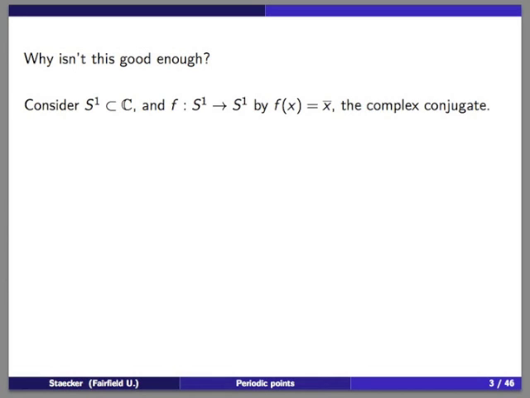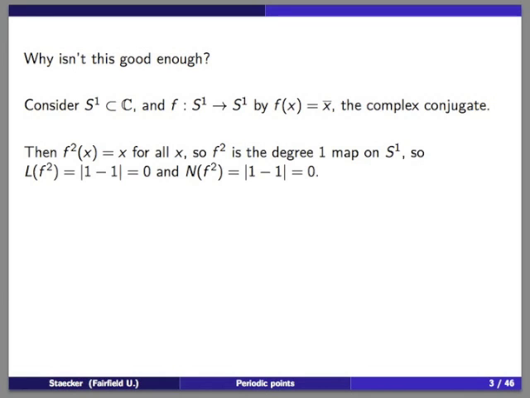So here's an example. S1, let's consider as complex numbers of unit length, and the map is going to be the complex conjugate. So you just flip over the circle. In this case, the second iteration is the identity. So f squared is the degree 1 map on S1. And by the formulas that I talked about yesterday, and several other people mentioned, the Lefschetz number is 0, and the Nielsen number is also 0. All right?